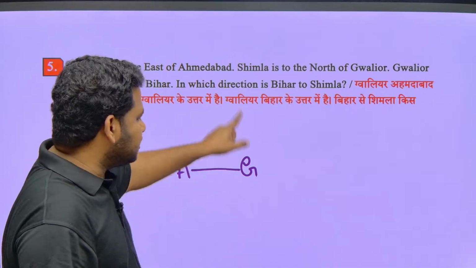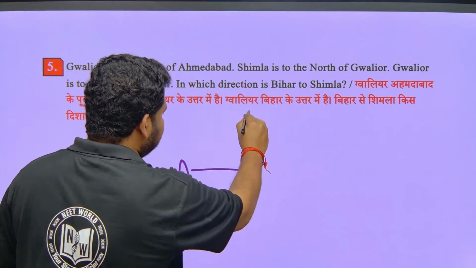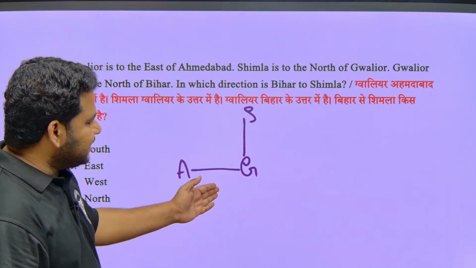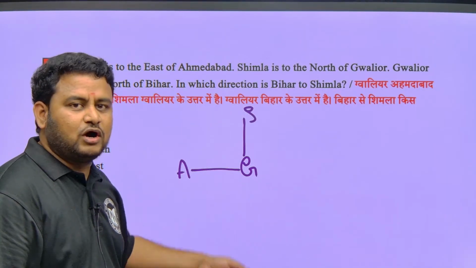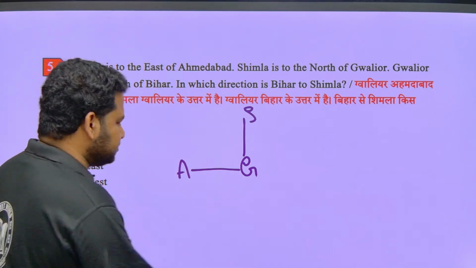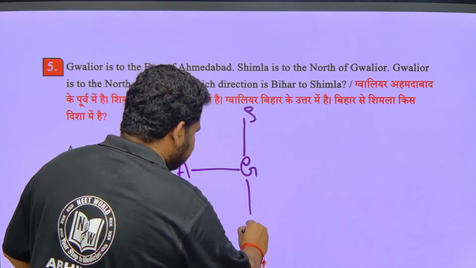Shimla is to the north of Gwalior. Gwalior is here, so north of Gwalior, Shimla is there. Okay. Gwalior is to the north of Bihar, which means for Bihar, Gwalior is above. If I write Bihar, above Bihar there is Gwalior. That means I should write Bihar below, and this will be Gwalior. Fine.